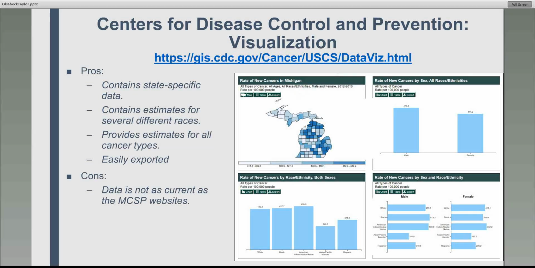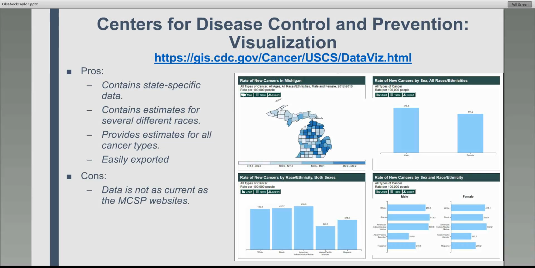You'll see a nice little Michigan map, as well as rates for men, male and female, race, and then race by sex. And you'll see here we have the expanded race categories. So there's American Indian included, as well as Asian and Hispanic. So this will have data similar to that Michigan Cancer Registry page.